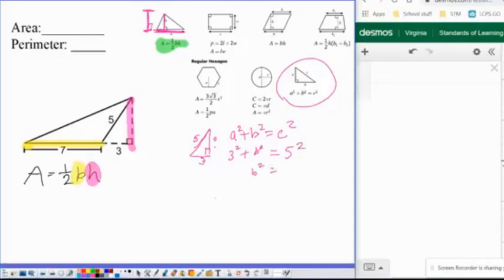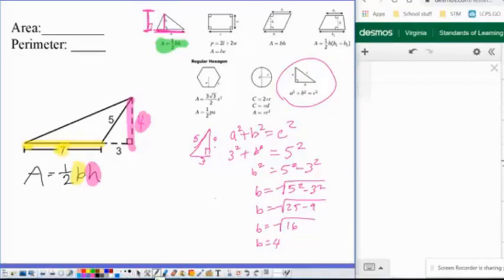Then I would subtract 3 squared from each side. And then I would take the square root of both sides, and my answer of b would be the square root of 5 squared minus 3 squared. So I see 5 squared is 25, and 3 squared is 9, and the square root of 16 is 4. So I see that that missing height of the triangle, or that side of the right triangle, is going to be 4.